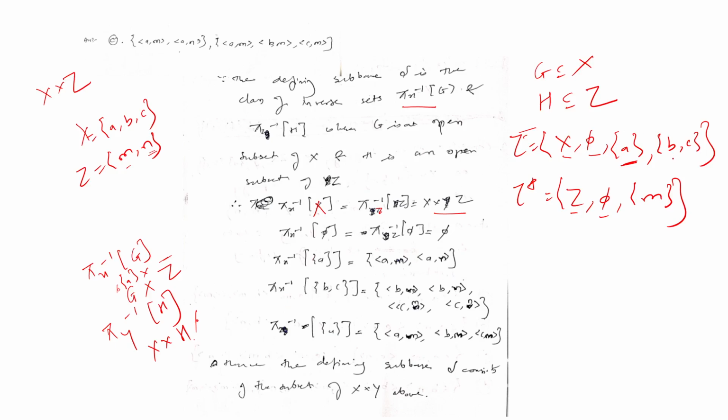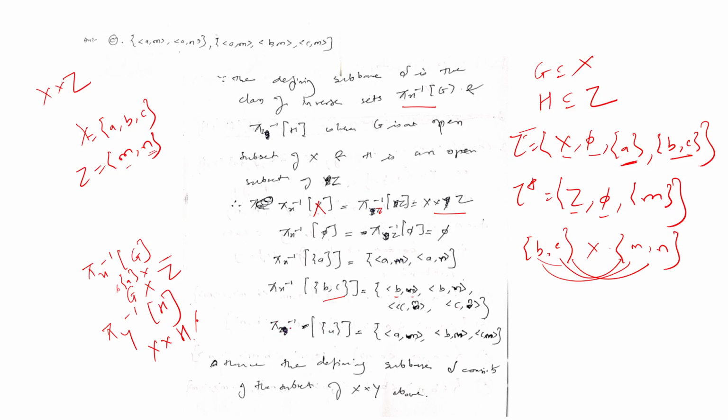Now let's take for the other subset, that is BC. So pi x inverse of BC, what you will get? So again you will get BC cross the set Z. Z means MN, right? So you have to take cross product between these two sets. So you will get, what are the possibilities? BM, then BN, then CM and CN, right? So these are the tuples you will get.